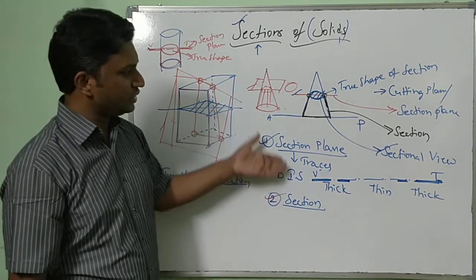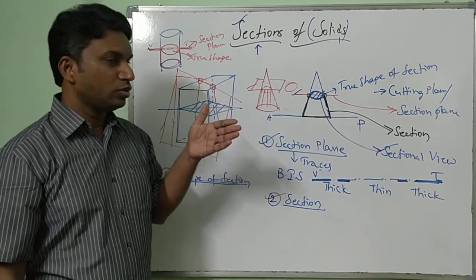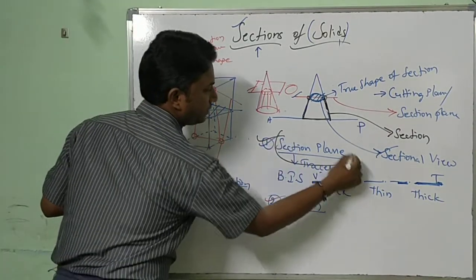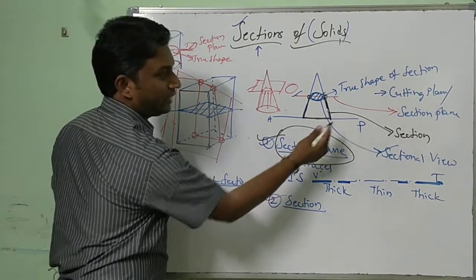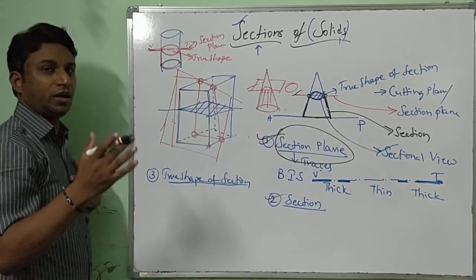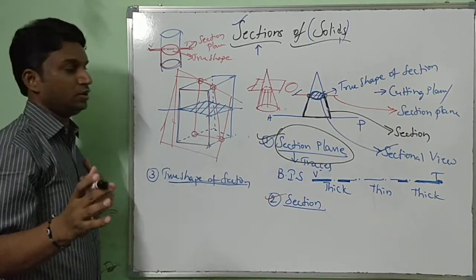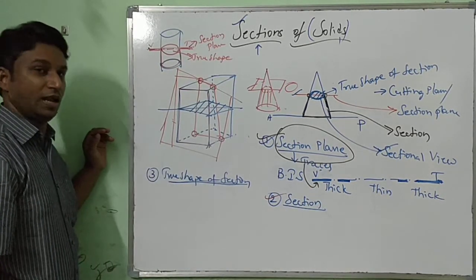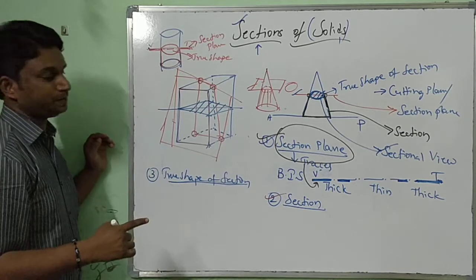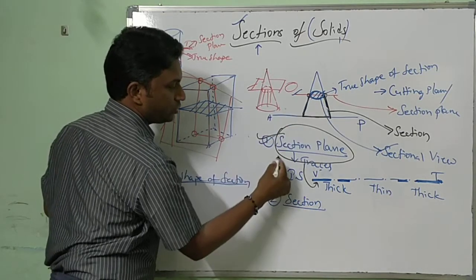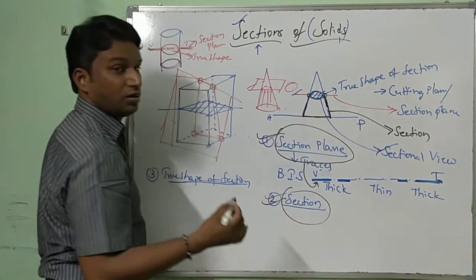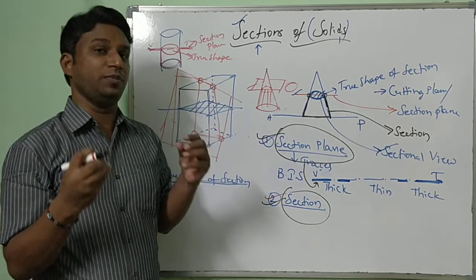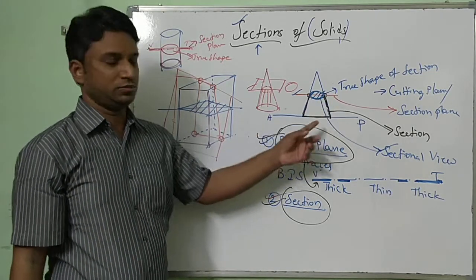How is this done? This is the procedure. We have to go through sections of solids with the help of three parts. First is the section plane, which is important. The cutting plane is used to cut the object to make it into a section. The section plane is denoted with the help of a trace, a thick, thin, thick line. After cutting, the remaining portion is called the section. It is drawn in the form of lines starting from the intersection of the section plane and the object.